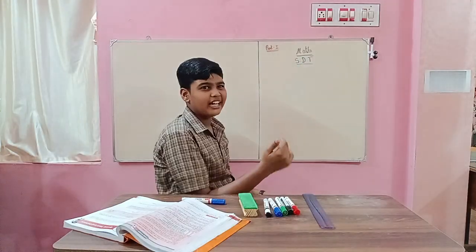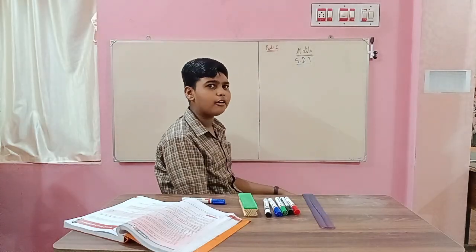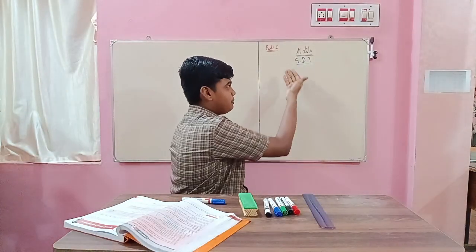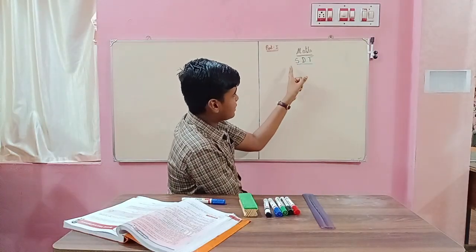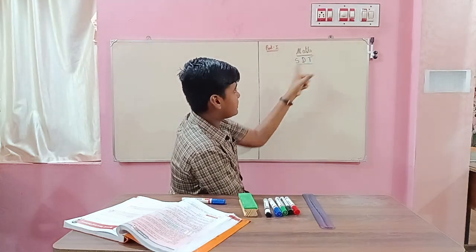So you may think, oh, what's this? Yes, S, D, T. What code is this, you may think. It's not a code. It's just a short form of speed, distance, time. I have written it like this, okay? That means S stands for speed, D for distance, and T for time.